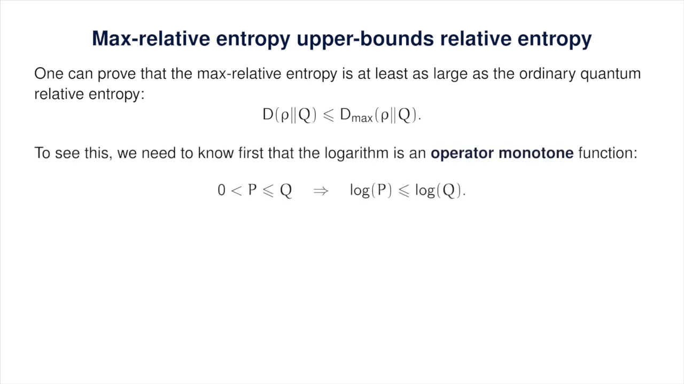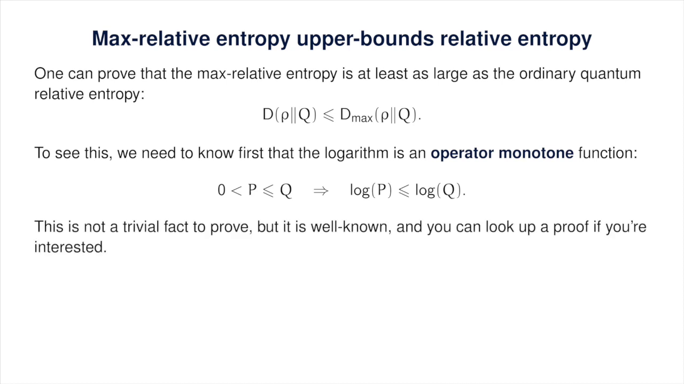One way is to use the operator monotonicity of the logarithm function, which means that if p and q are positive definite operators, for which p is less than or equal to q, then log of p must also be less than or equal to log of q. It's not trivial to prove that statement, but we won't go through a proof because it's a bit tangential to what we're talking about. It is a well-known fact, though, and you shouldn't have any trouble finding a proof in case you're interested.